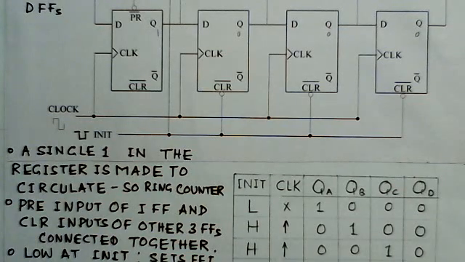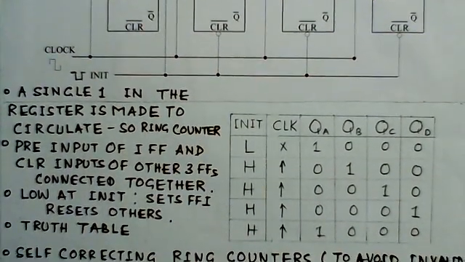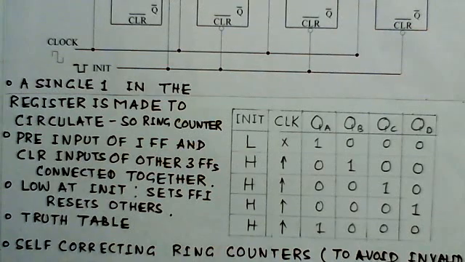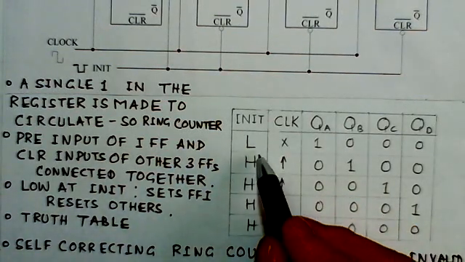With the initializing signals low, all the flip-flops are set and reset. The truth table for the ring counter is shown here. We can see the first entry of the truth table here.